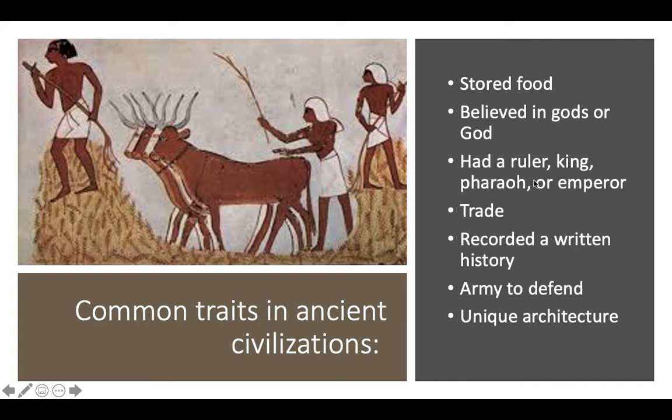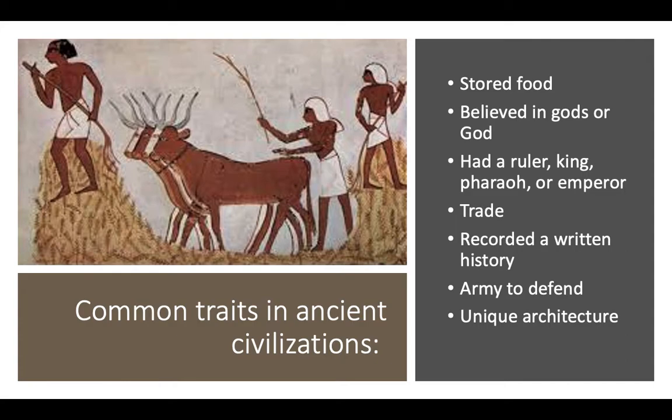All these cultures had a ruler or a king or a pharaoh or an emperor. That was part of their civilization. We could call it a government. They often traded, and they all had a recorded language or a way of recording their history. So whether it was in words that we can find and read, or whether it's in art that we can discover, we can see their records of history.